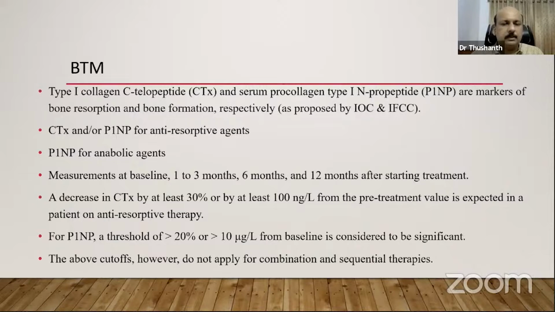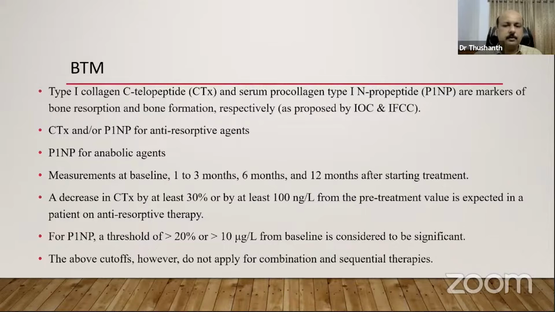The measurements are usually done at 1 to 3 months, usually at 3 months, then 6 months, and then 12 months. And we are actually looking at the change from the baseline. For CTX, a decrease by at least 30%, or a decrease by at least 100 nanogram per liter from the pre-treatment value, is what we are looking at. CTX should be taken in a fasting sample. For P1NP, an increase of more than 20%, or at least an increase of more than 10 microgram per liter from baseline, is considered to be significant.